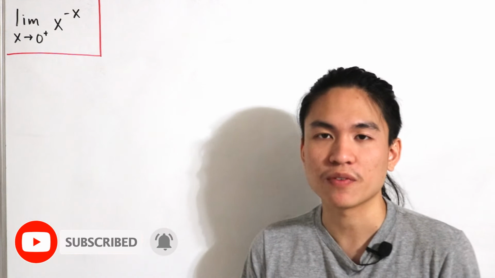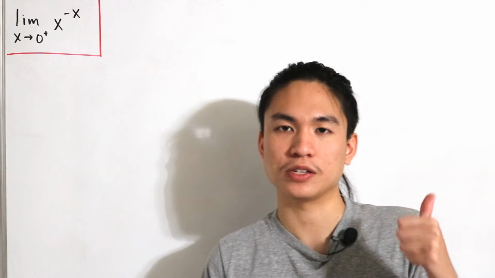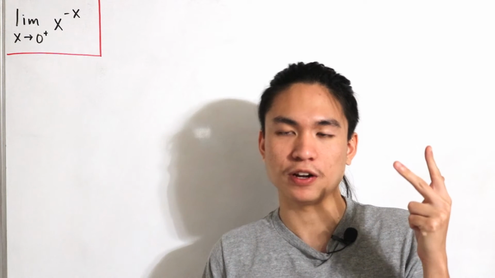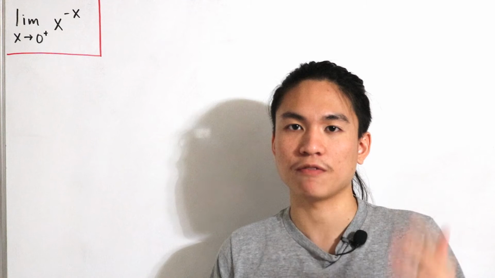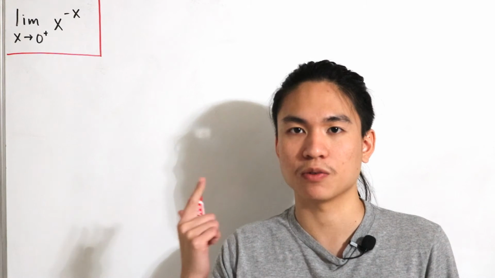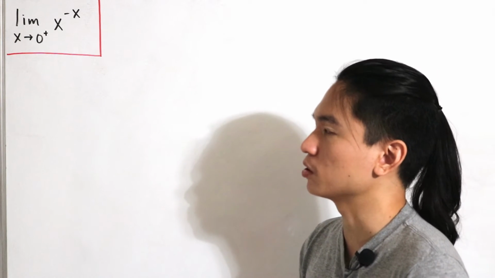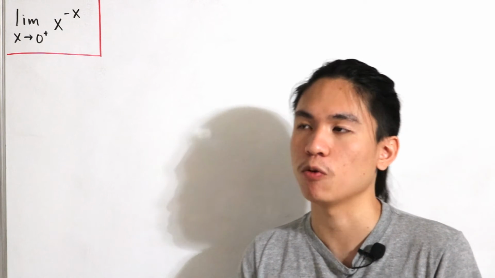So there's actually 7 types of indeterminate forms. You have 0 divided by 0, infinity divided by infinity, 0 times infinity, infinity minus infinity, 1 to the infinity power, infinity to the 0 power, and then 0 to the 0 power. So as you can see, if you were to plug in the values here, we're going to get one of the 7 forms.